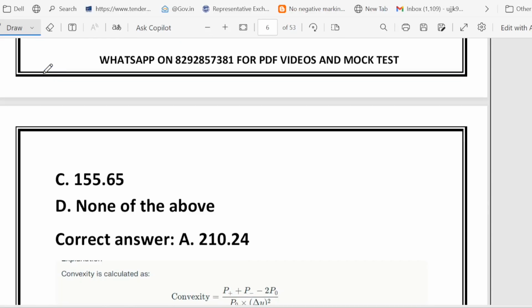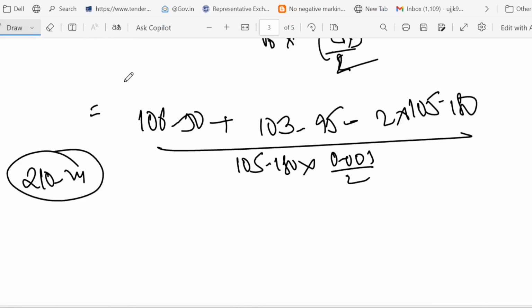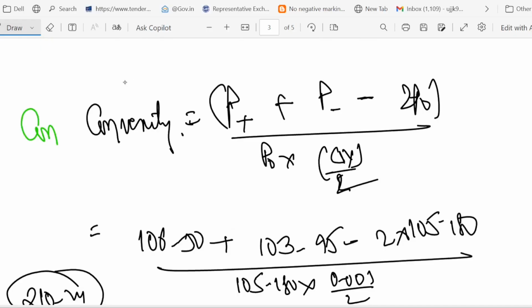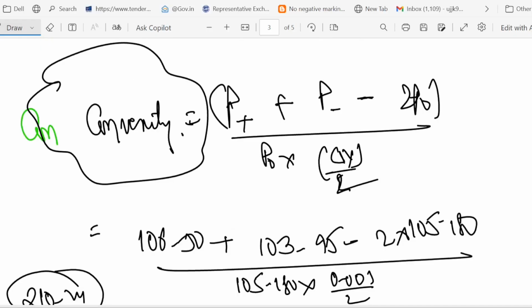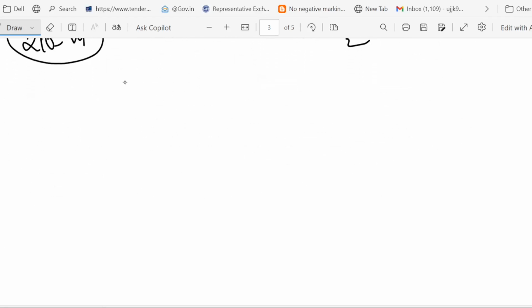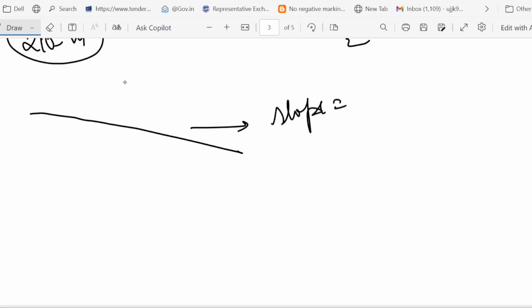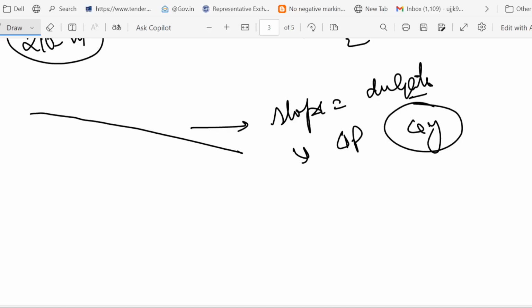So friends, now the question is, how can you interpret this convexity? Now that we have calculated it, what is the physical interpretation of it? Let's have a look. You can think of the duration as the slope of a road. Suppose this is the road, and it has a slope. This duration tells you how steep the price change is when the yield moves a little. When the yield changes, price is bound to change, and this slope tells you the effect on price when the yield is changing.